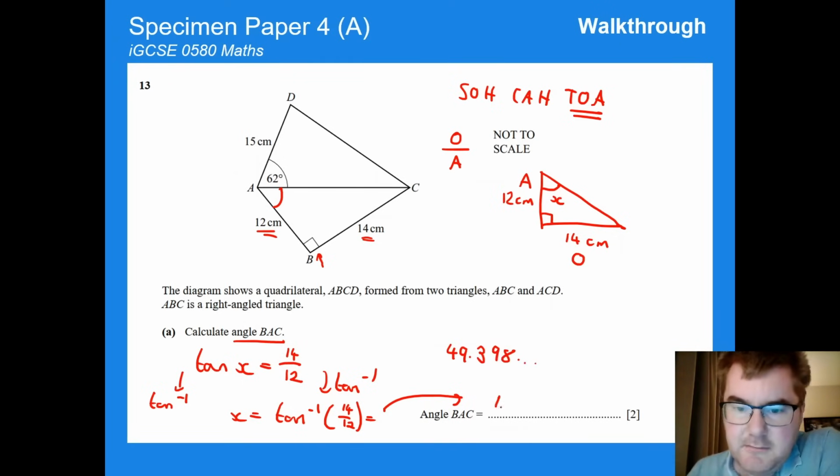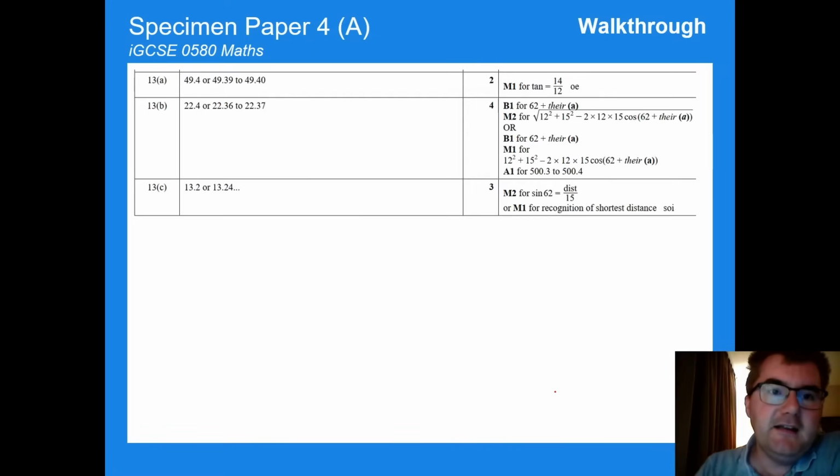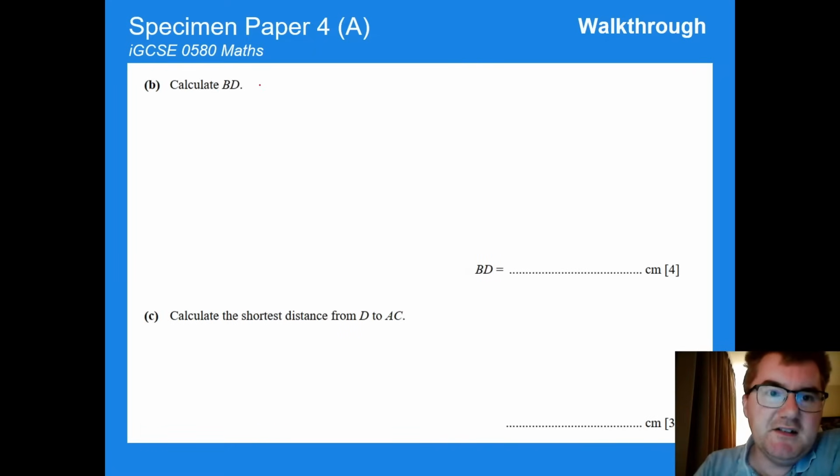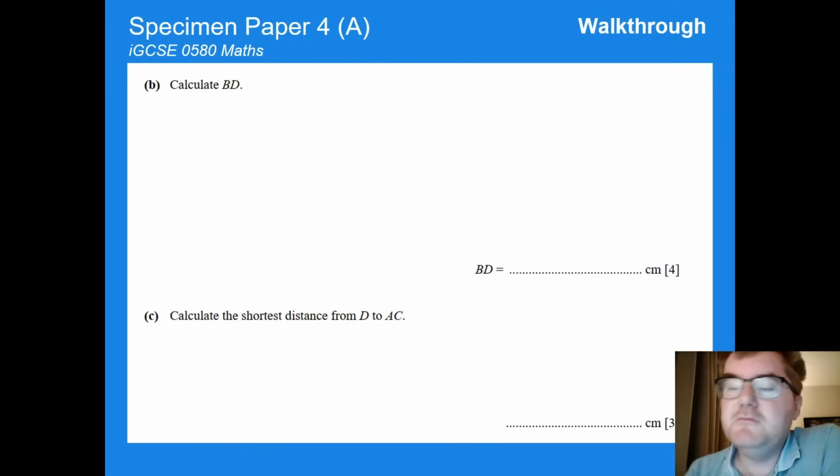49.398. So that's going to be to 1 decimal place 49.4 degrees. Again, any of those answers will give you the 2 marks. Okay, on to question B.